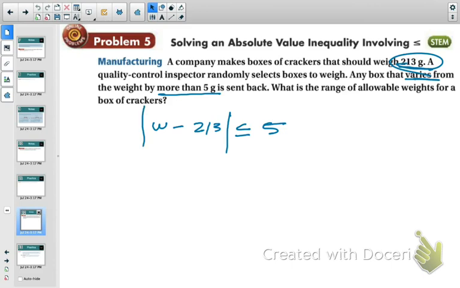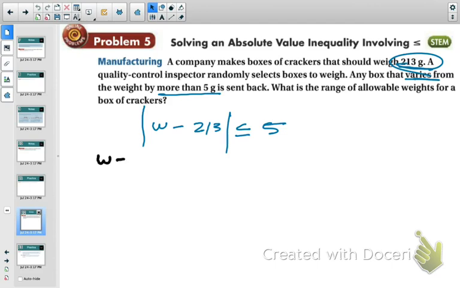Okay, and then I use the absolute value because it could be more than 213 and it could be less than 213. It doesn't matter, as long as it's within those 5 grams. Okay, so here's our equation, and then we can solve it. So I'm going to rewrite 2 new equations now.